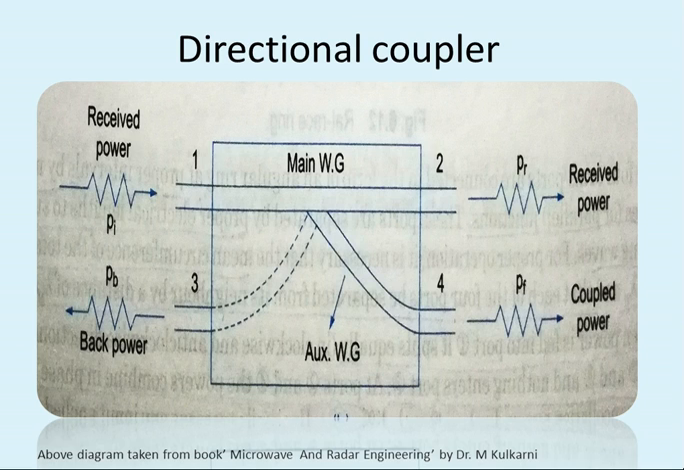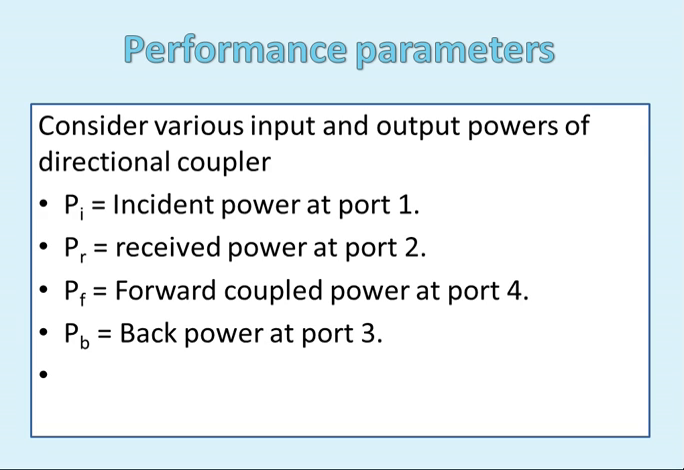So, let us consider different input and output powers for the directional coupler. PI is the incident power at the port 1, PR is the received power at the port 2, PF is the forward coupled power at port 4, and PB is the back power at port 3.